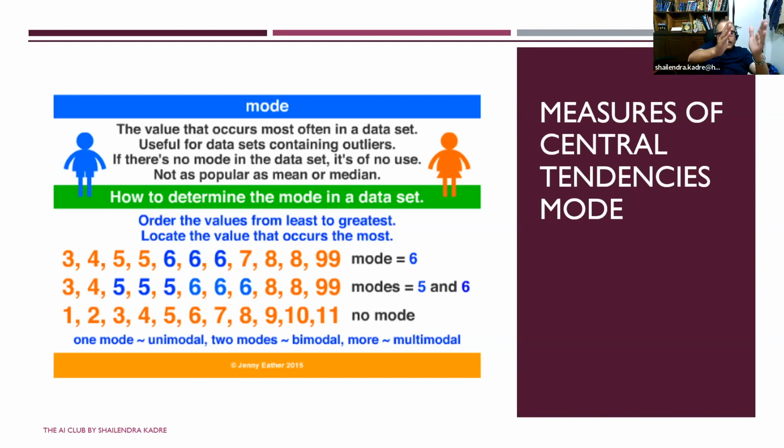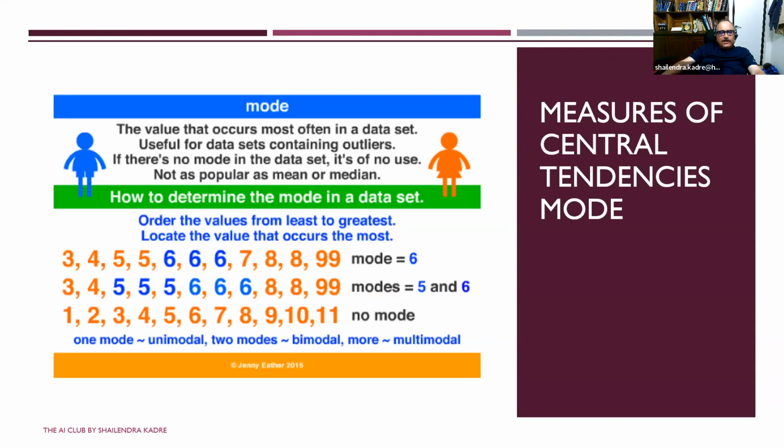But there can be many numbers which are repeated the same number of times. If many numbers are repeated the same number of times, all will be modes. So modes can be anything: 100 modes, 10 modes, 15 modes. Got it? Got it, Gajendra? Yes, sir. Jignesh, Amit? Yes, sir.